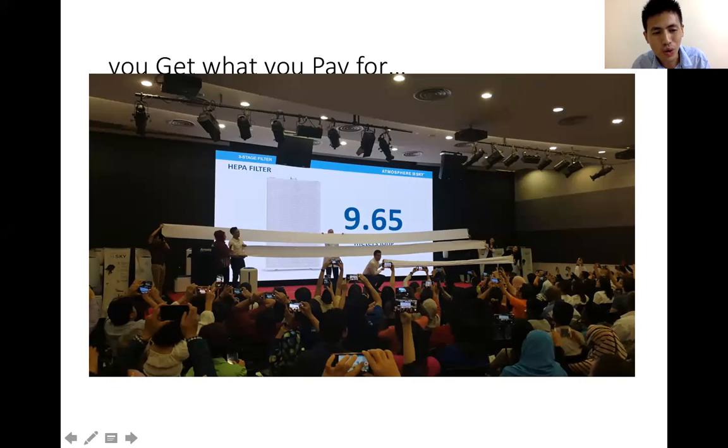All right. So the first one is Atmosphere Sky. The second one is Coway. And the third one is Coco, the HEPA filter. So you always get what you pay for.